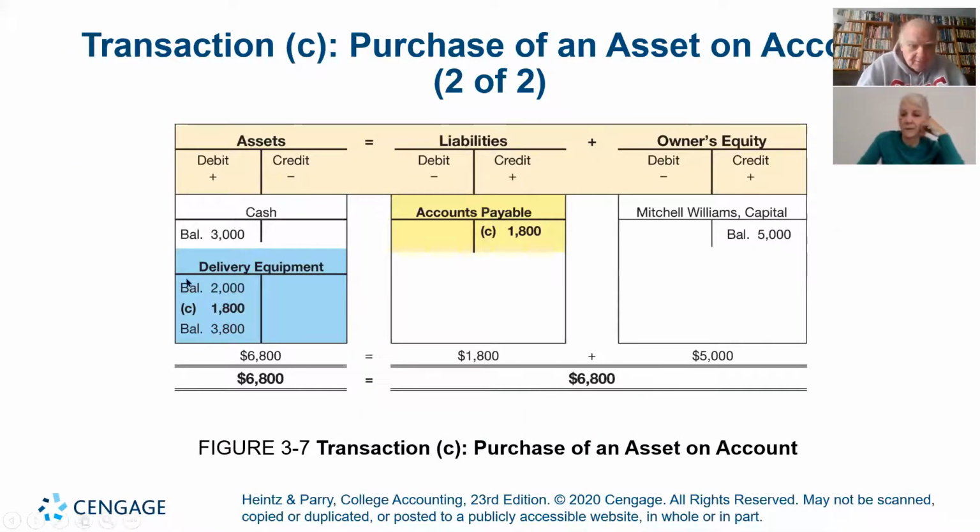Here is more delivery equipment. We now have assets totaling 6,800. But look here. We have a credit to increase accounts payable. And we're still in balance. 6,800 equals 1,800 plus 5,000, right?